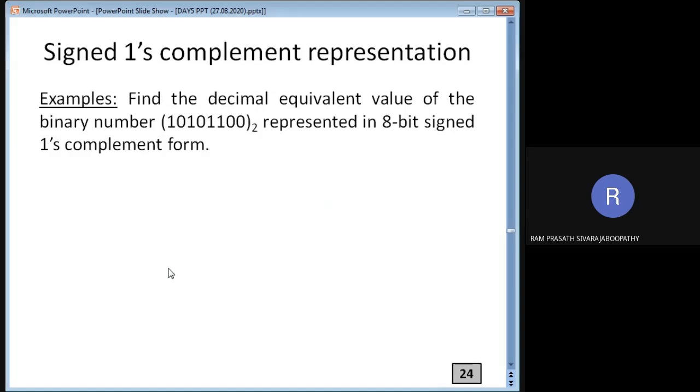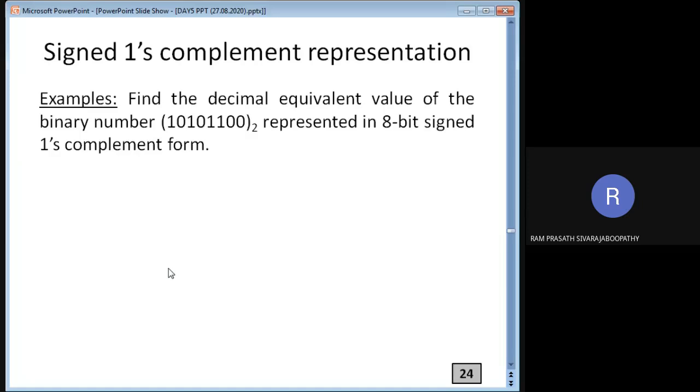Now you try to find the value for 10101100 represented in 8-bit signed ones complement form. Find the decimal equivalent for this. First identify whether the number is positive or negative. If it is positive, simply find the magnitude. If it is negative, what you have to do? Simply complement the given value and represent it in decimal. You work it out and type the answer in the chat box.